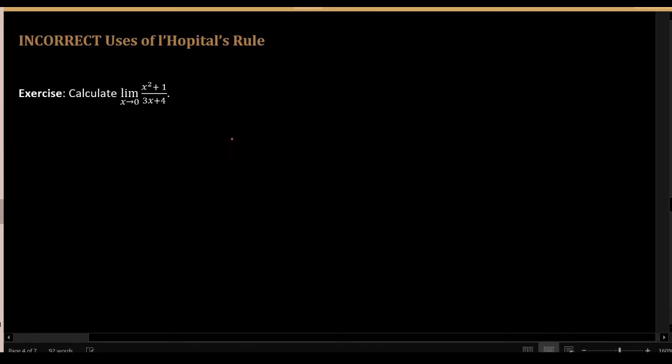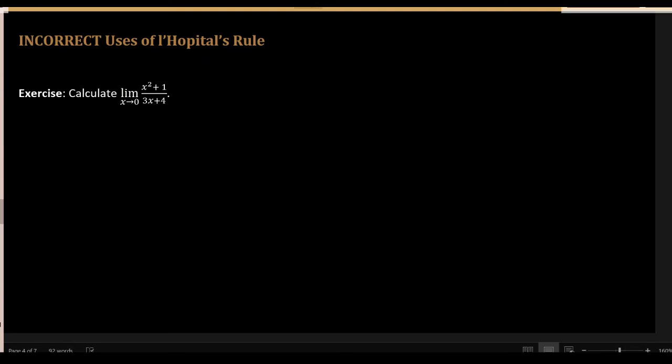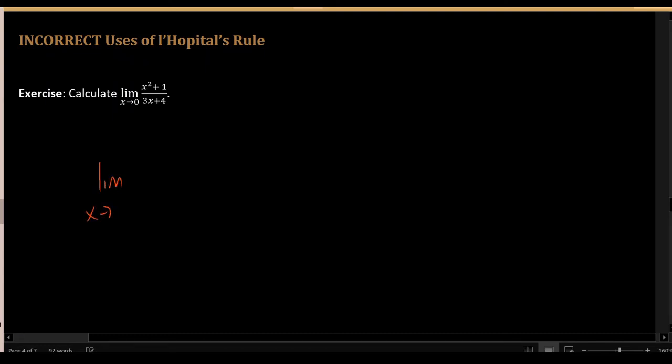Now, let's study some common incorrect uses of L'Hopital's rule. For example, someone is considering calculating the limit as x approaches 0 of x squared plus 1 divided by 3x plus 4. So they say, oh, okay, that must be the limit as x approaches 0 of the derivatives. The derivative of the numerator is 2x. The derivative of the denominator is 3. So if I stick 0 into that, then I get 0 over 3. I get 0.